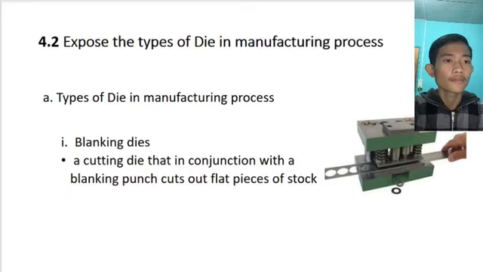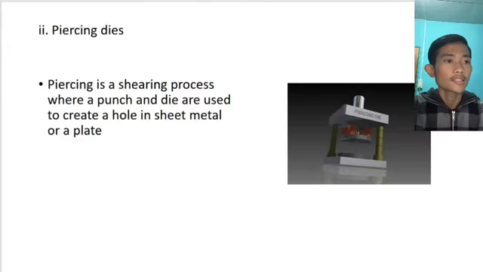Expose the types of die in manufacturing process. Types of die in manufacturing process. Blanking dies: a cutting die that, in conjunction with a blanking punch, cuts out a flat piece of stock. Second is piercing die. Piercing is a shearing process where a punch and die are used to create a hole in sheet metal or a plate.